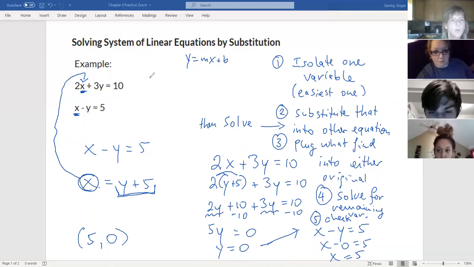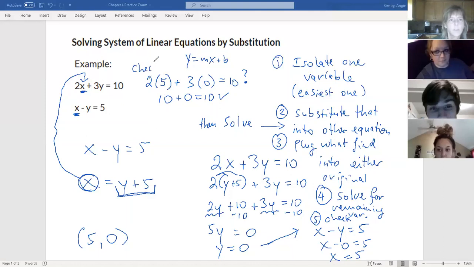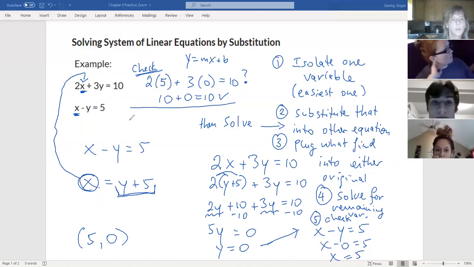5, 0. So you have 2 times 5 plus 3 times 0 equals 10? So 10 plus 0 equals 10, that's true. And for it to definitely be true, 100% sure it's true, you have to check it in both. Because this here just means that that first line goes through 5, 0. So we're going to also check the other one. 5 minus 0 is 5, also true.